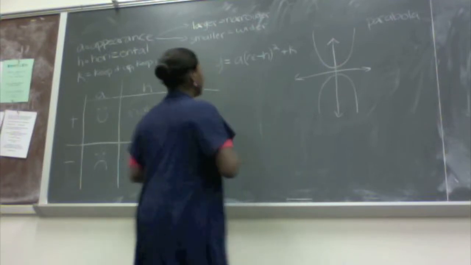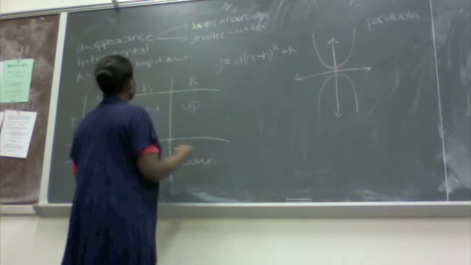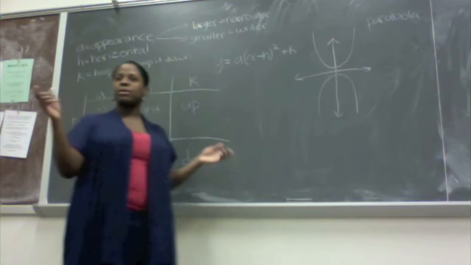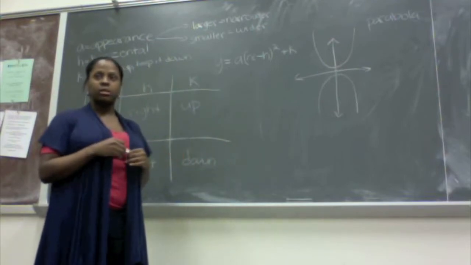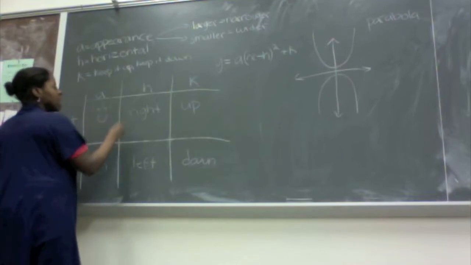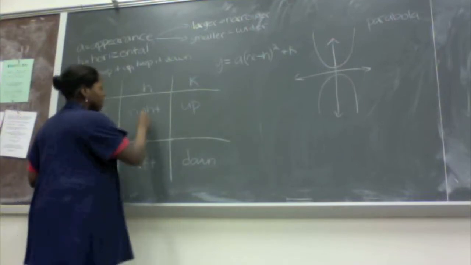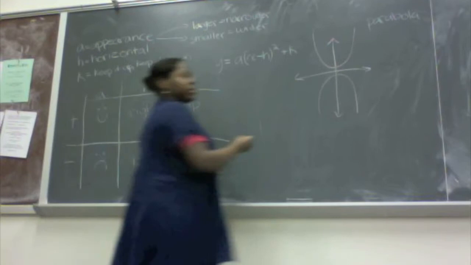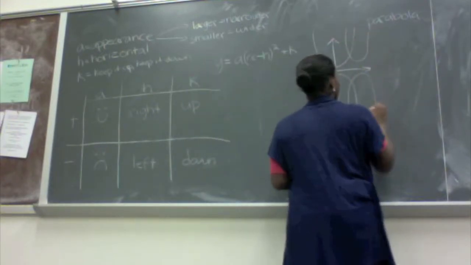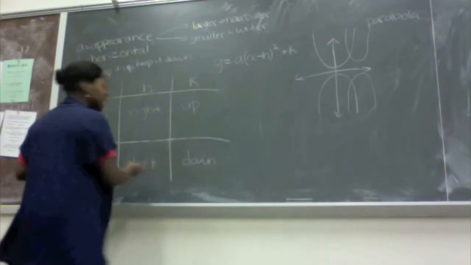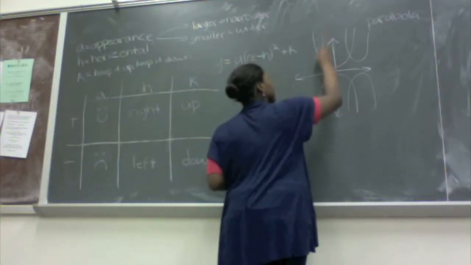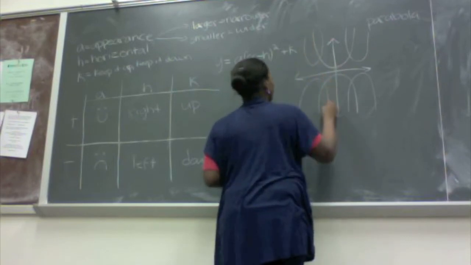Okay? So the next one is h. h stands for horizontal. Can anyone tell me what h stands for? Horizontal. Good. So if h is positive, you move the parabola to the right, like so. Or if it's down here, that way. And then if h is negative, you move the parabola to the left, either this way or that way.